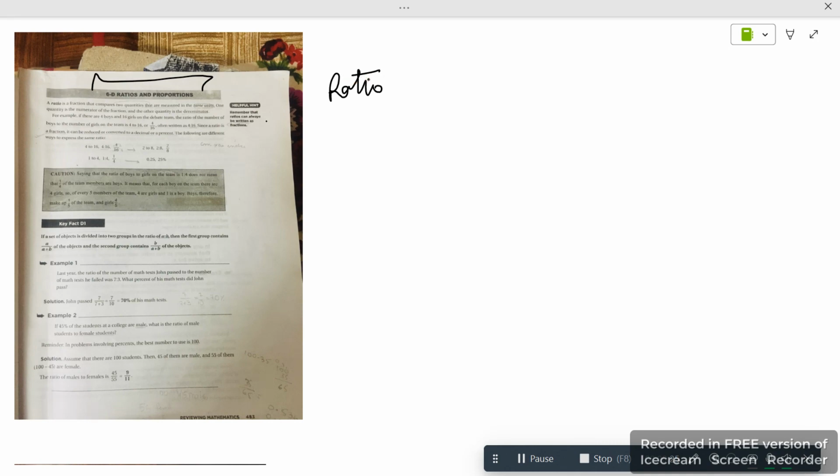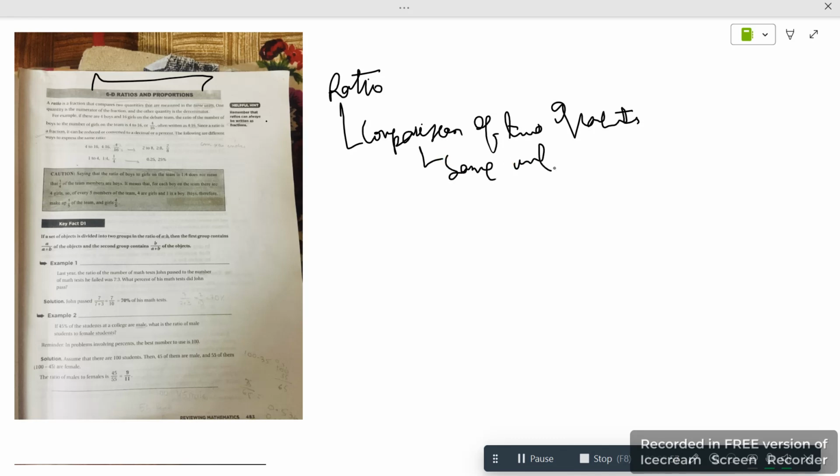So ratio is a fraction, or simply, ratio is the comparison. It's only the comparison of two quantities. And the main thing is that the quantities must be measurable in the same unit only. I will give you examples so you can get it more easily.